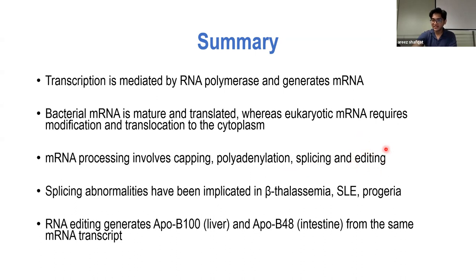The last mechanism is RNA editing. RNA editing basically involves changes to the nucleotide sequence of mRNA. It involves three mechanisms: C to U substitution, or cytidine to uridine via cytidine deaminase; adenosine to inosine via adenosine deaminase; and number three, guide RNA mediated removal or addition of uridine. All right. And RNA editing is responsible for ApoB48 production in the intestine, whereas the entire protein ApoB100 is synthesized in the liver from the same mRNA transcript.